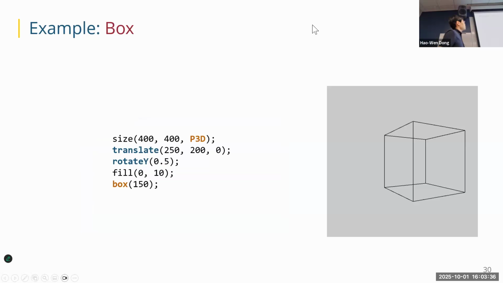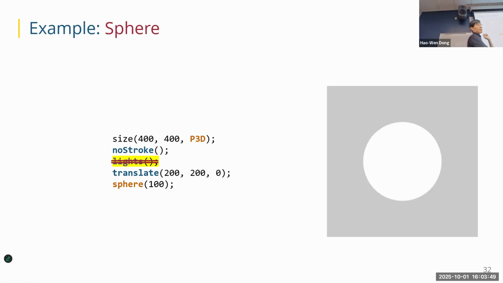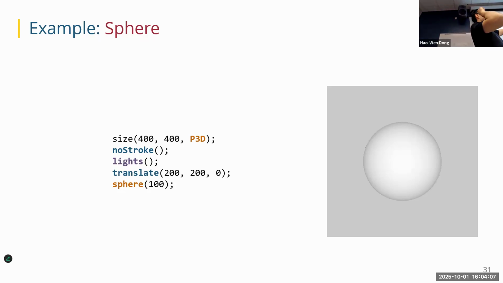Cool. So that's box. We could also have sphere. Sphere is a little bit more tricky because you have to do this lights thing. Otherwise, it will look like this. If you draw a sphere and you don't provide light in 3D, it will just be flat and you won't see the texture of it. So in 3D, you also need to worry about where you are looking at that 3D thing from, and where the lights are.